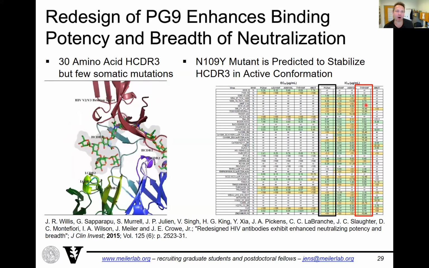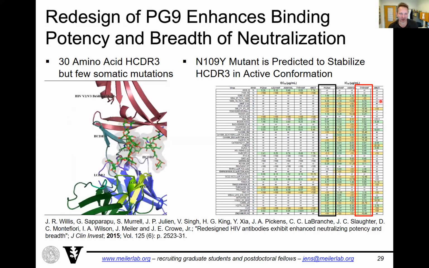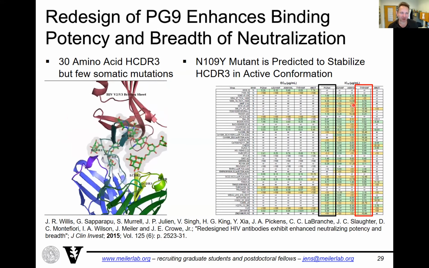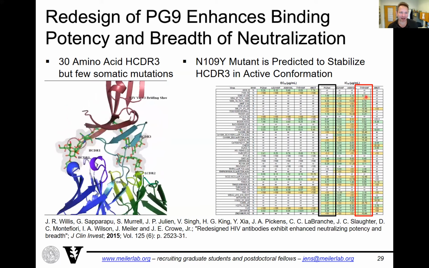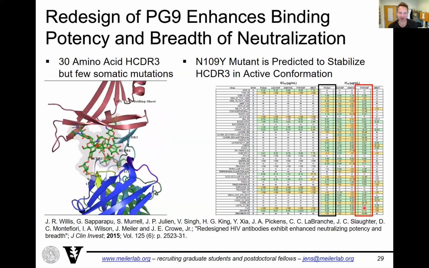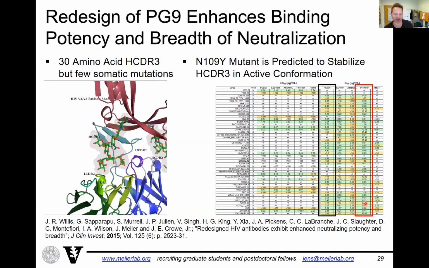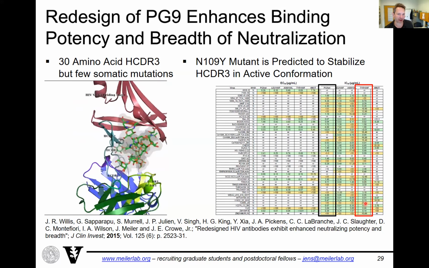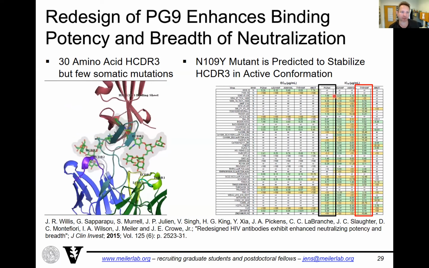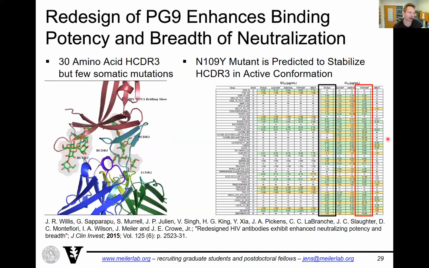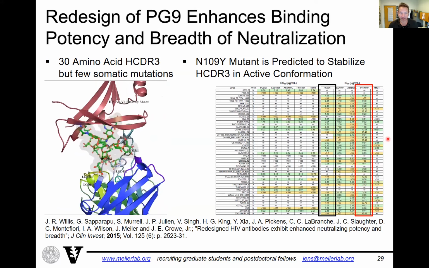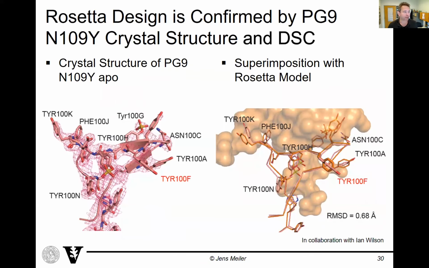So in this case, 4 antibodies were tested. This one is much, much worse. These two are maybe as good as PG9 itself, but this one is about twice as broad. It hits almost all of these strains tested. And it's about 4 times as potent. The concentration is about a factor of 4 lower. And this is a single point mutant, and the mutation produced is actually an asparagine to tyrosine mutation.